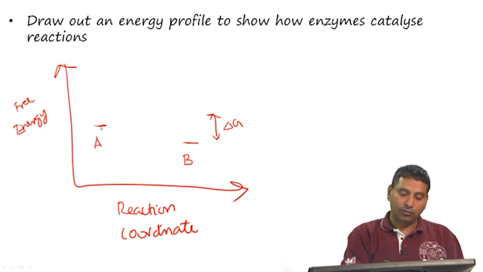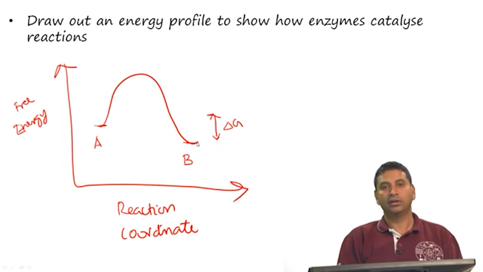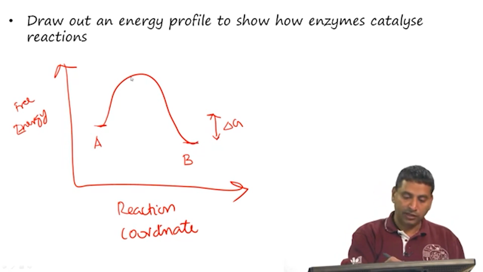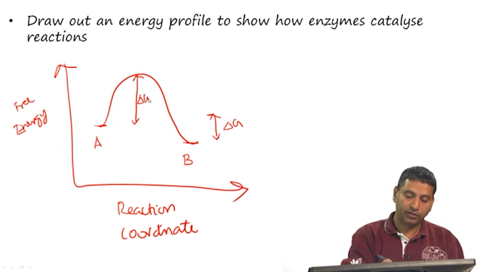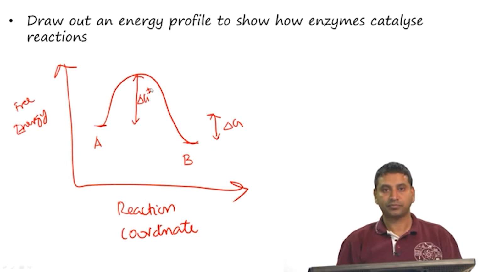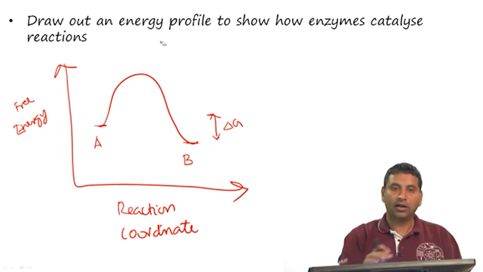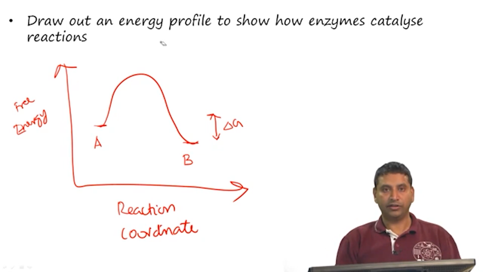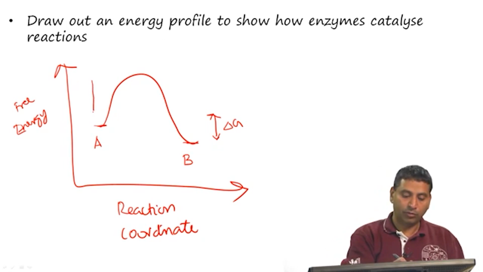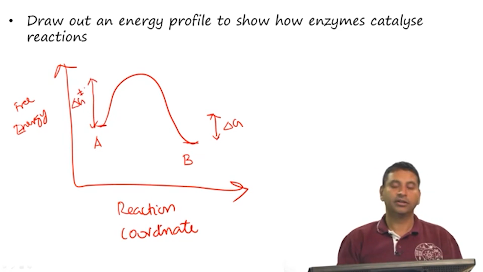Now, what we understand from kinetics is that there is going to be a barrier to this reaction, and this barrier is shown here, which is delta G double dagger. Okay. Now, in order for us to understand how an enzyme catalyzes the reaction, we have already looked at what delta G double dagger is, which I am just redrawing here for convenience.